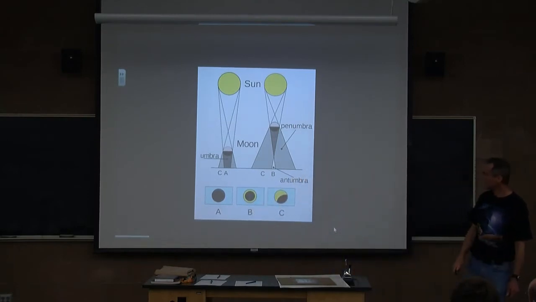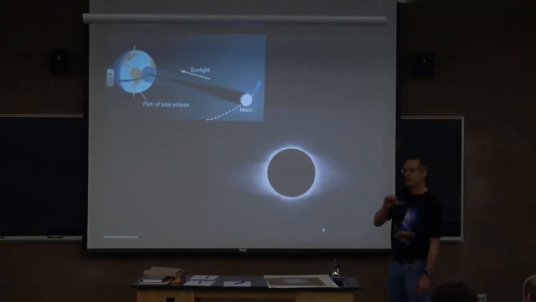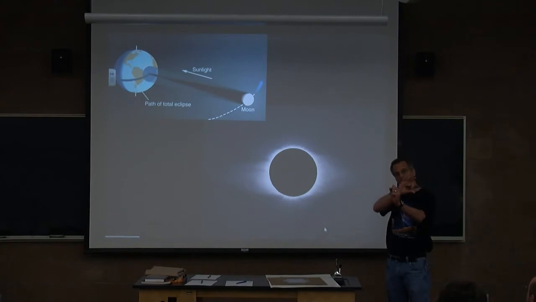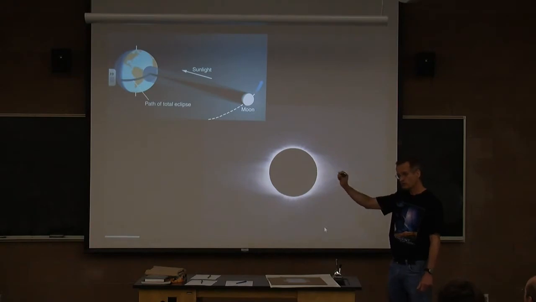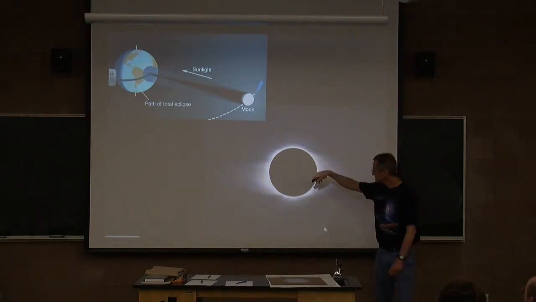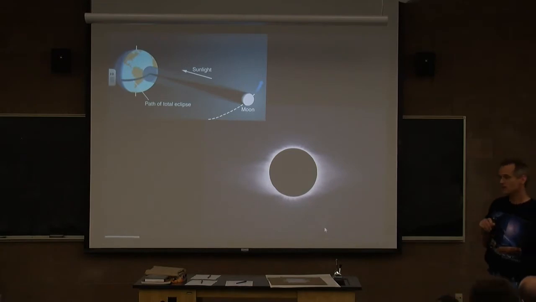Now let's take a look at the geometry from space for a total eclipse. What's happening is the moon is in its orbit, passing in front of the Earth, and the umbra itself makes a path across the Earth. If you happen to be on the Earth at the location where the umbra goes past, you will see a total eclipse.